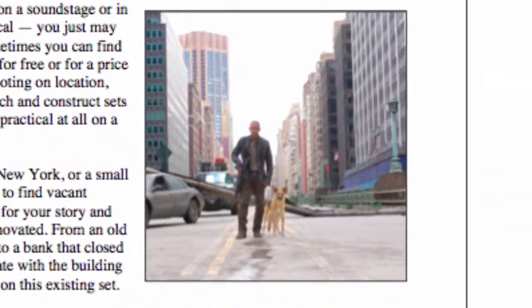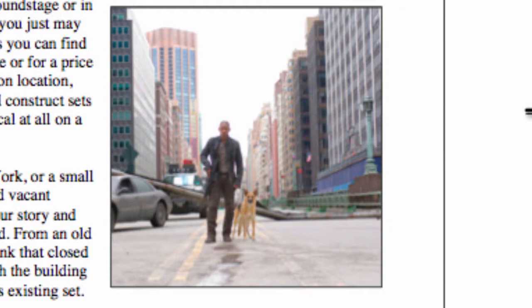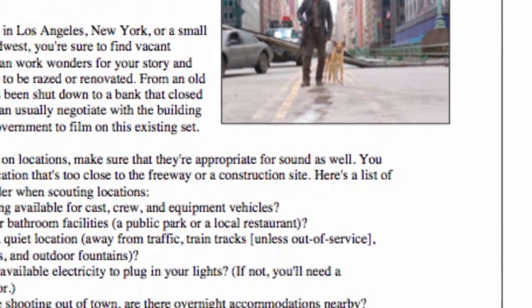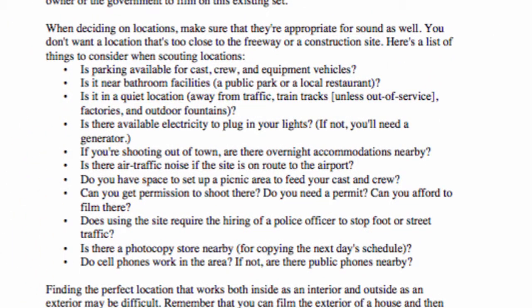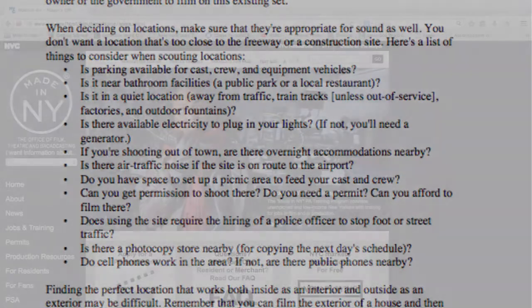For example, here's a shot of Will Smith in I Am Legend, where they shut down one of the streets of Manhattan, Park Avenue, to film the movie. The thing about filming on location is that you have to make sure that the place you choose is appropriate for sound as well as all the crew and equipment you'll be bringing.